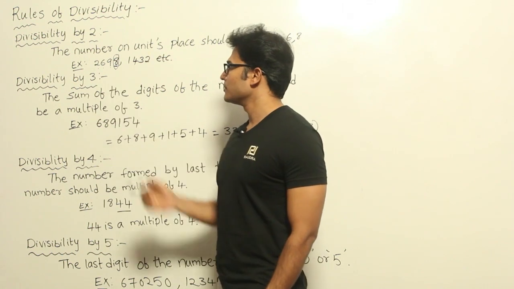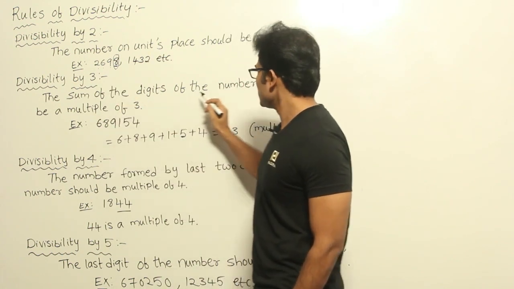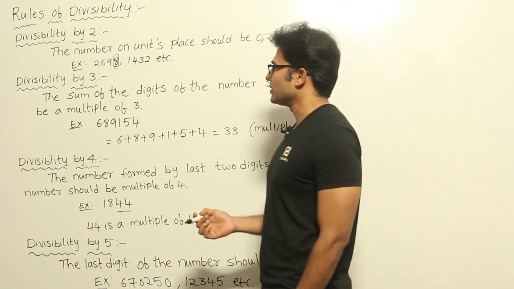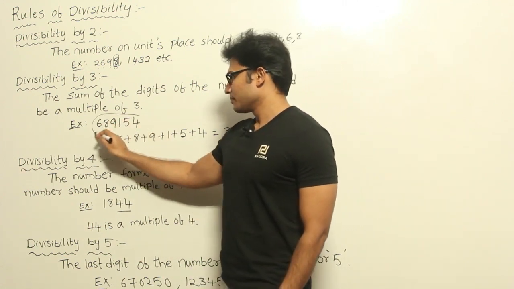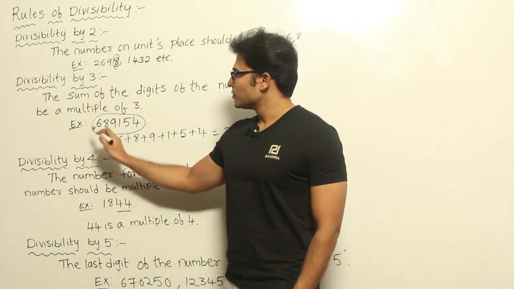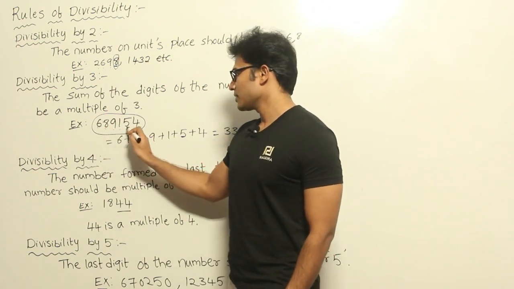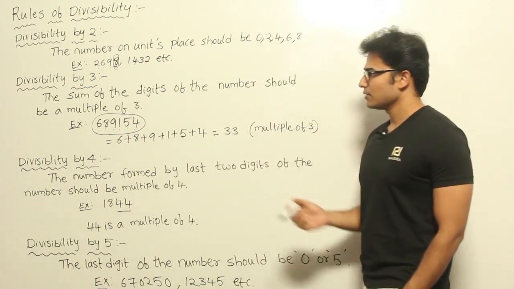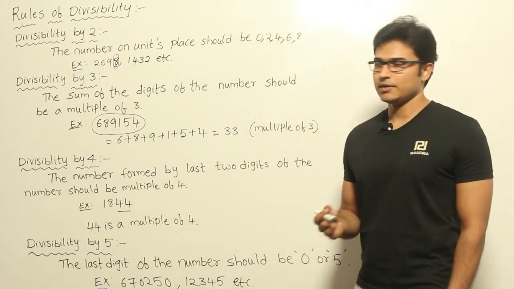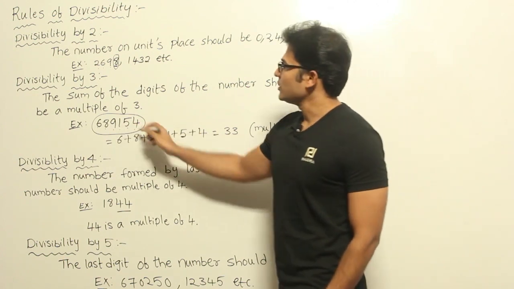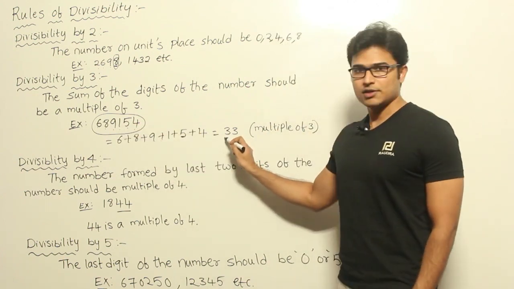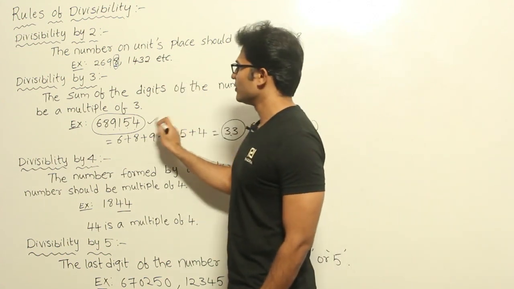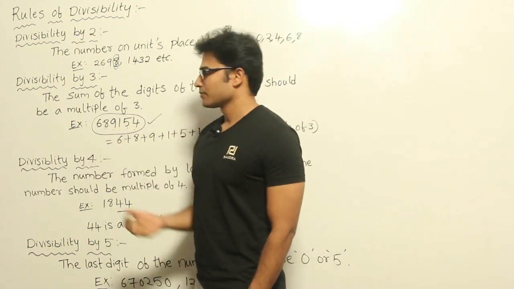Now similarly, divisibility by 3. The sum of the digits of the number should be a multiple of 3. So what we mean by this is, you add all this up, which means 6 plus 8 plus 9 plus 1 plus 5 plus 4. Now you get a number. If that is divisible by 3, then you can say that the entire number is divisible by 3. Now in this case, if we add all these numbers, we get a sum of 33. Since 33 is divisible by 3, definitely this number will be divisible by 3. You can check it.